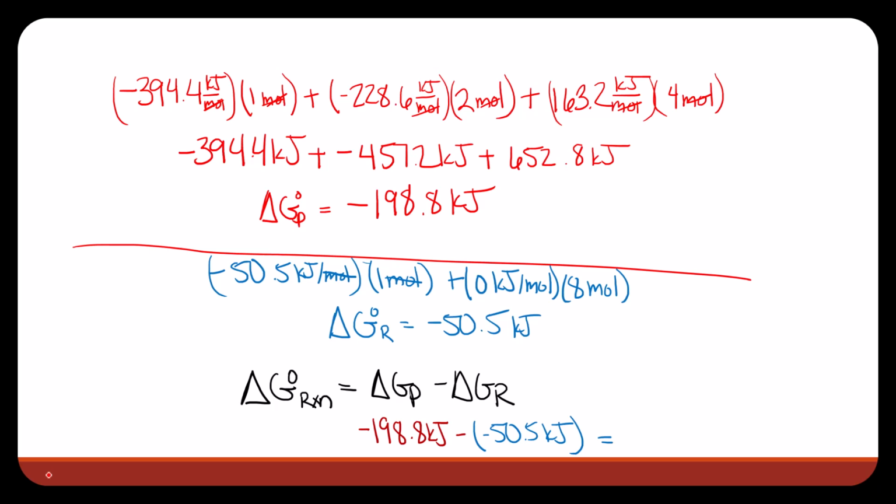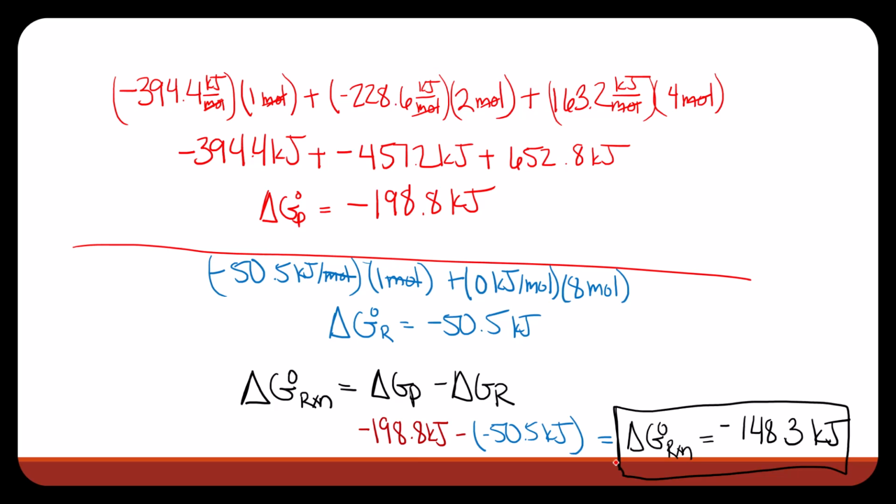So plug that into our calculator, and we get the Gibbs free energy change for the reaction is negative 198.8 minus negative 50.5, and we get a negative 148.3. Now we have to ask ourselves, does this make sense? What does that mean, and does it make sense?